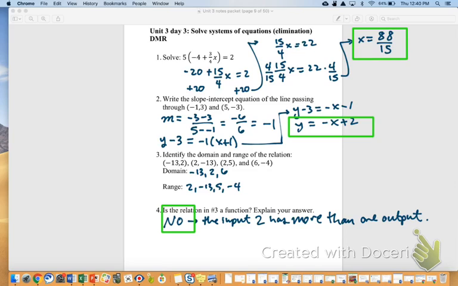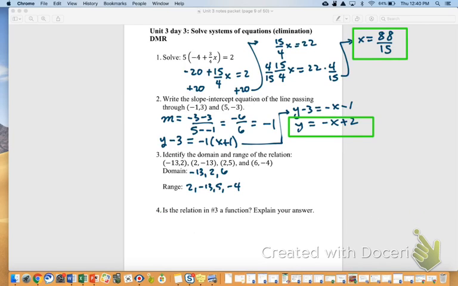All right. So questions from you guys. Had a couple. Yeah, go ahead, Bray. I don't get number 4. Okay, so let's talk about number 4. If you think about number 4 at its core, it is essentially a yes or no question, right? Is this relation a function? I thought I put yes because every input has only one output.